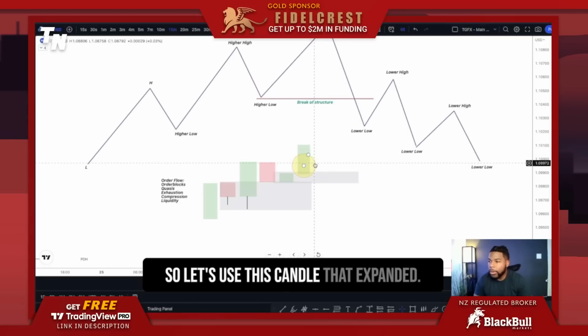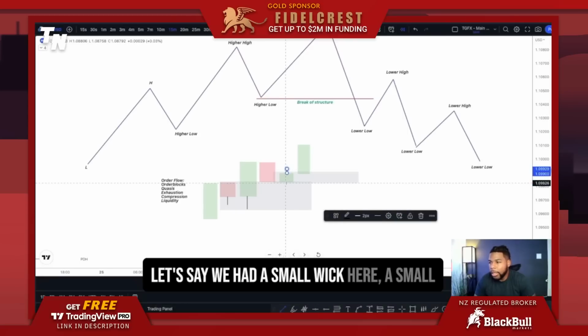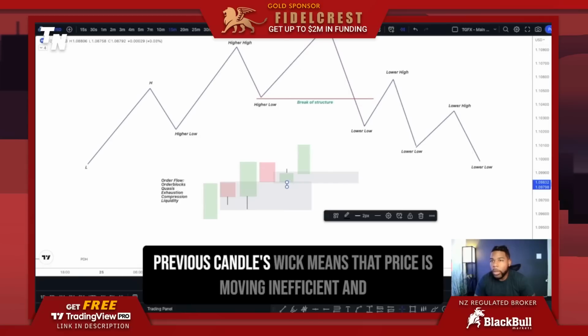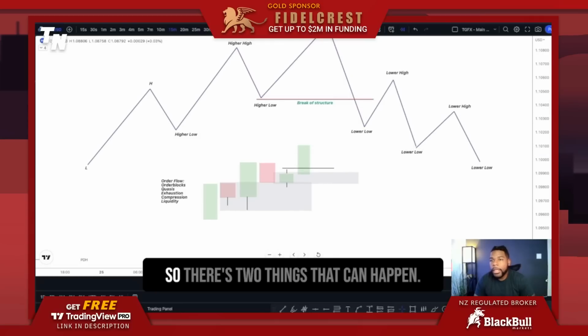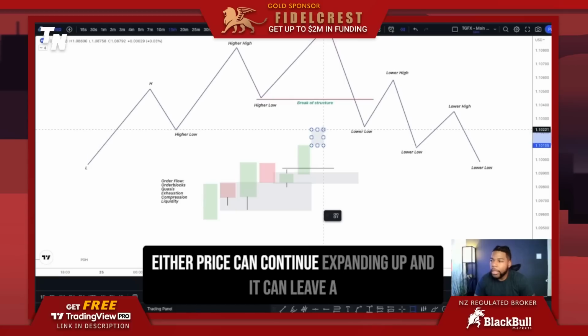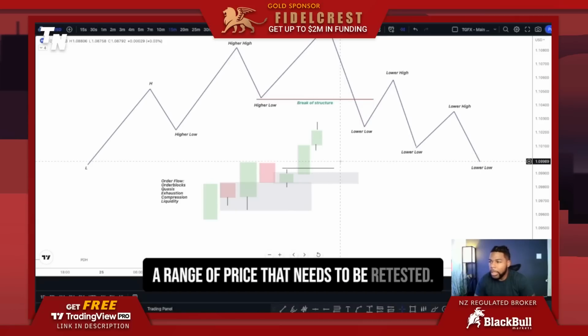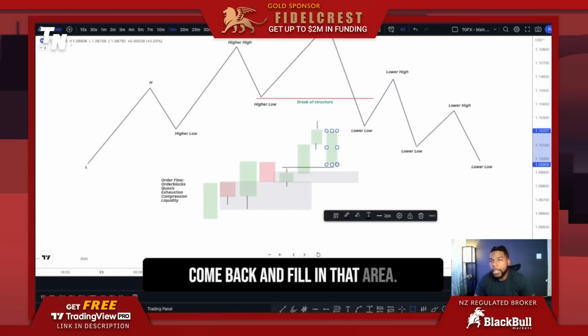So let's use this candle that expanded here. Let's say we had a small wick here and a small wick here. The fact that this candle traded above the previous candle's wick means that price is moving inefficiently and needs to come back and retest it, right? So there's two things that can happen. Either price can continue expanding up and leave a gap in the market, such as this, where there still is a range of price that needs to be retested, or we can see price will come back and fill in that area.